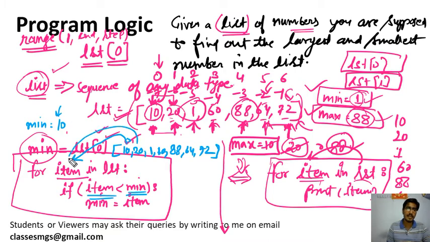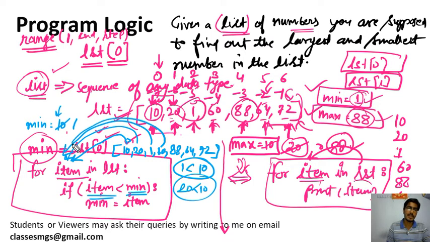Next time 20 will come in this item, 20 is less than 10, condition again false, we will not update the minimum. Again, 1 will come next time in the item, 1 is less than 10, condition true, that time we will update the minimum, so the minimum will become 1. Okay, next time 60 will come. Now we will compare with this updated minimum. 60 is less than 1? No, it is false, so we will continue.